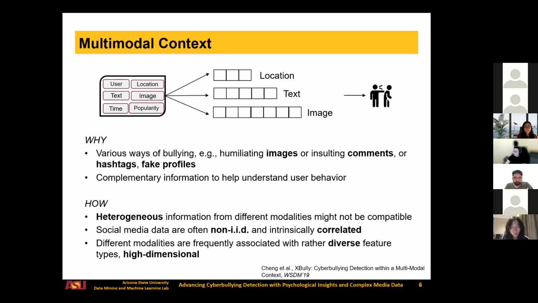For example, social network information is not IID, because users on social media are often connected to each other. The third challenge is that different modalities are frequently associated with very diverse feature types and high dimensionality. For example, text is usually very high dimensional, and some of the features have very diverse values, for example, the temporal information and the location.